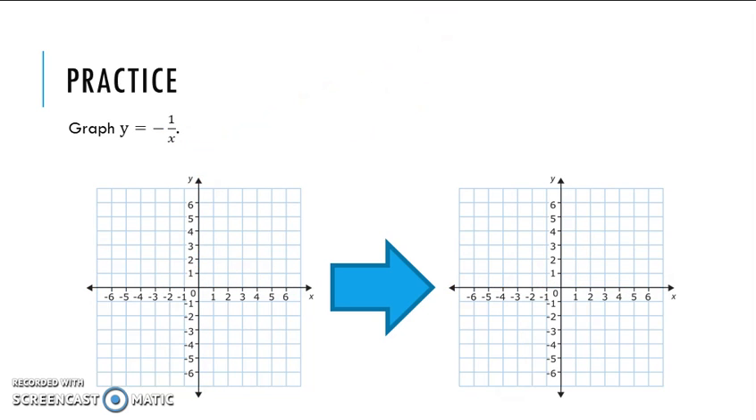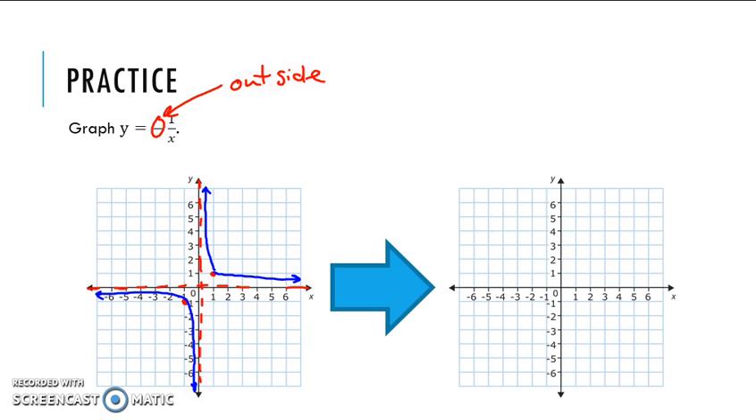Last one for our rational, I have y = 1/x. But I've got a negative in front of it. So again, parent function, 2 points. Okay, add my swoops. Okay, now negative outside.